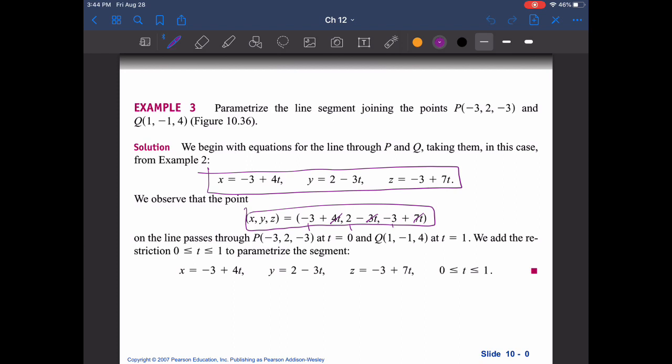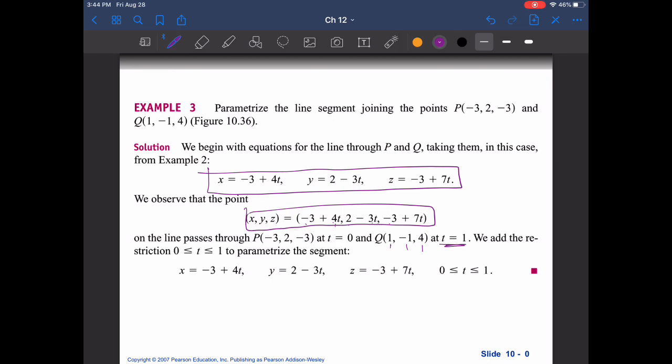What does t have to be in order for us to end at Q? If you try it, you would see that when t equals 1, you plug in 1 here, -3 plus 4 gives us a 1. 2 minus 3 is -1, and -3 plus 7 is 4. That puts us on point Q. So we essentially found what value of t gives us point P, what value of t gives us point Q, and then we need to worry about everything in between there.